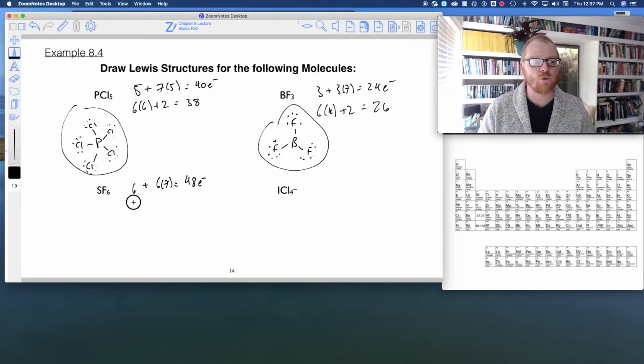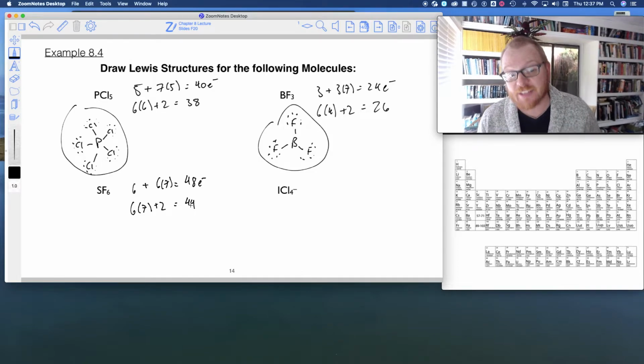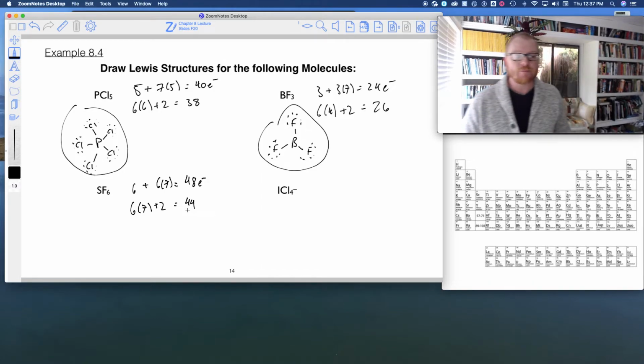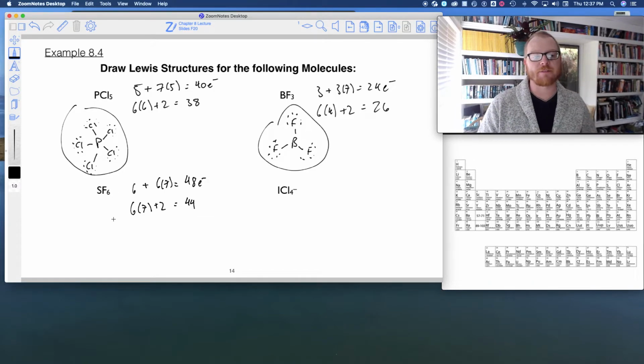And now with my Clark's rule, 6 times 7 plus 2, that gives me 44. So the fact that that's different by 4 tells me that sulfur has 4 more electrons than the octet rule, so 12 in total. So let's see how that works out.